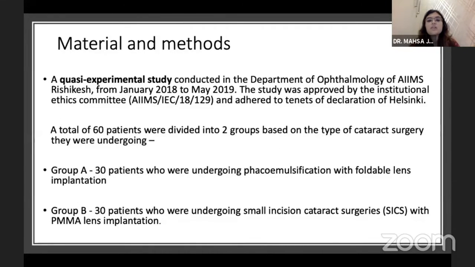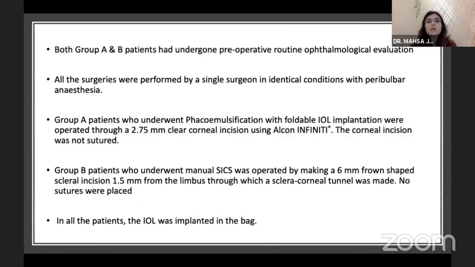So we conducted a quasi-experimental study in the Department of Ophthalmology, AIIMS Rishikesh, and the study was approved by the Institution Ethics Committee. We had enrolled around 60 patients, and they were divided into two groups. Group A had 30 patients who had undergone phacoemulsification, and Group B had 30 patients who had undergone small incision cataract surgery. The division of the patients into the two groups was according to the patient's preference for a foldable or a non-foldable IOL. In both the groups, patients had undergone preoperative routine ophthalmic evaluation, and all the surgeries were performed by a single surgeon under identical conditions.